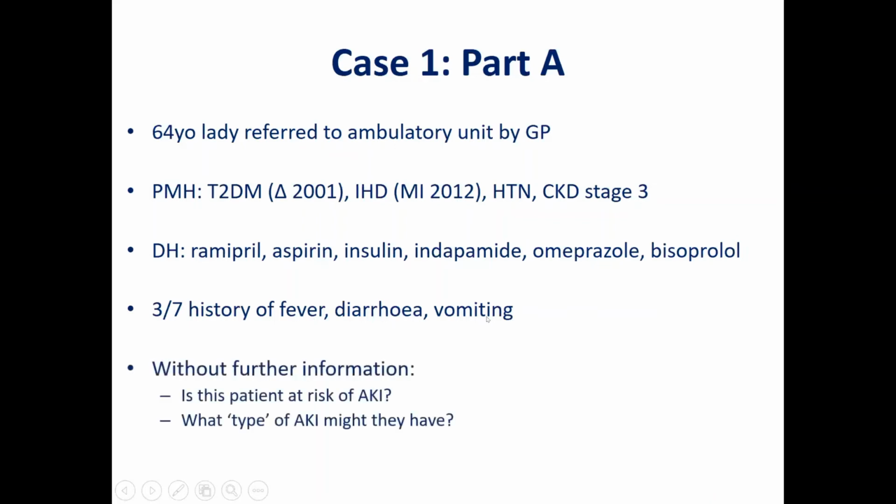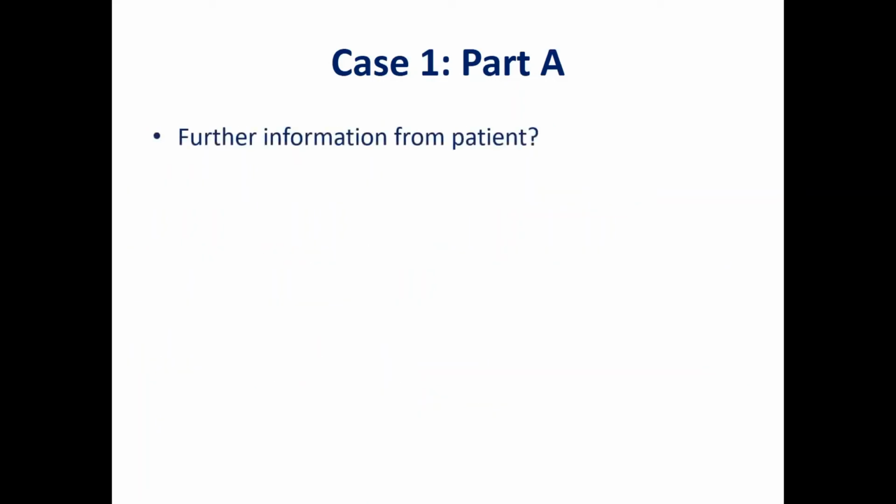So the first question is, is this lady at risk of AKI? And I would like to think we would all agree that she is. And what type of AKI might she have? She's probably got a pre-renal AKI if she's going to have one. So what things might we ask the patient? What else would be important to ask her?